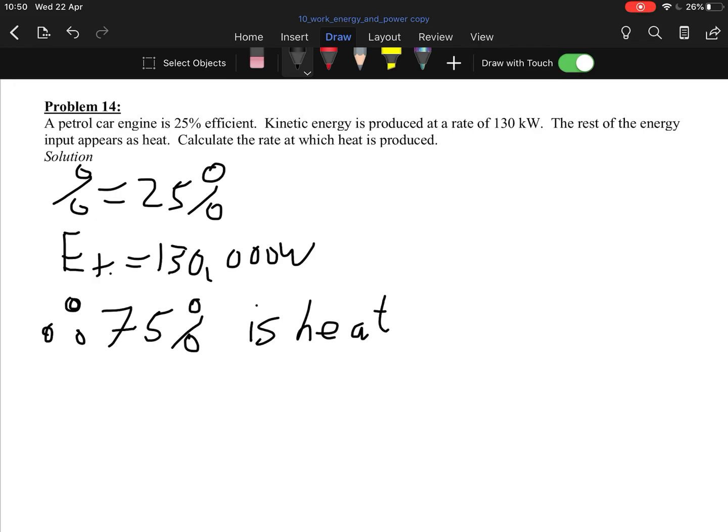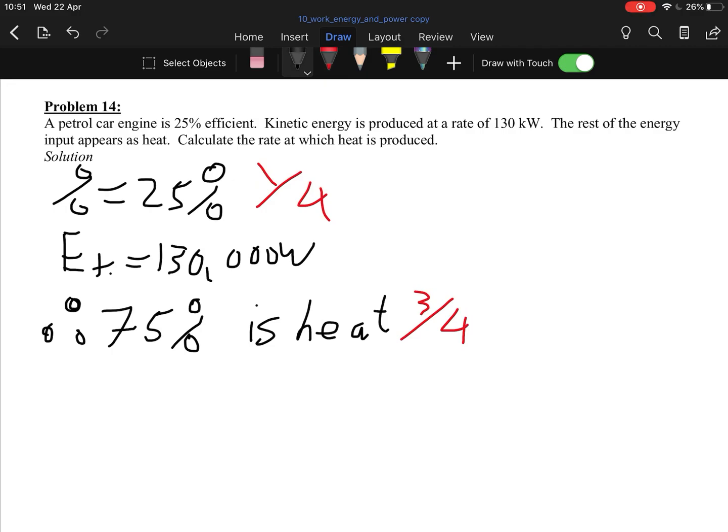So there's two ways to do this. 75 is obviously 3 times higher than 25, so you could just multiply 130 by 3. That's a quarter, and that's 3 quarters. So you could just multiply your answer by 3, and you get 390,000 watts. That's fine, that works for this.